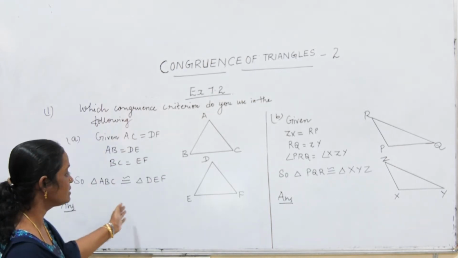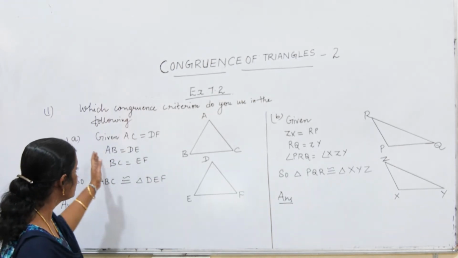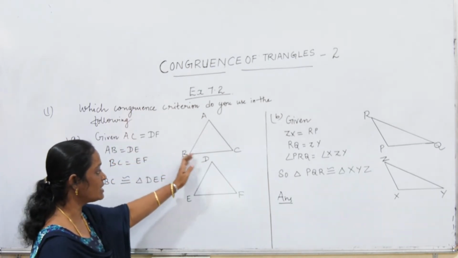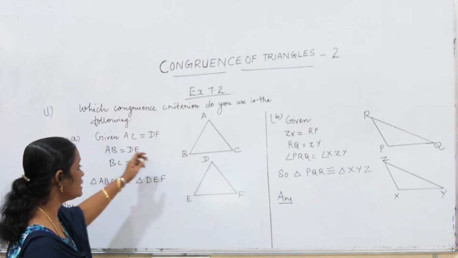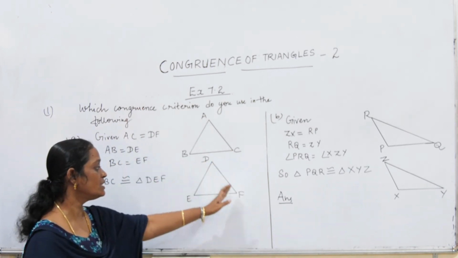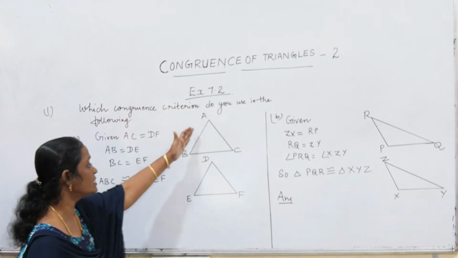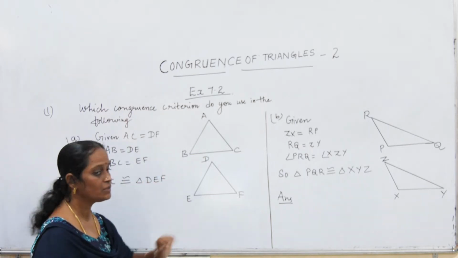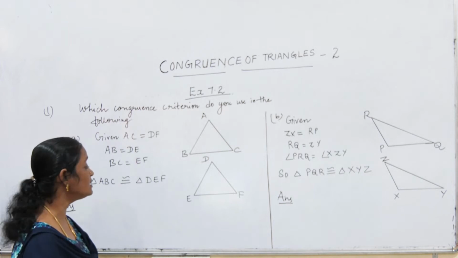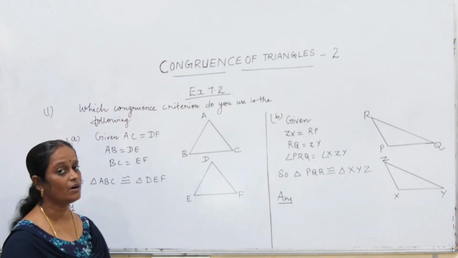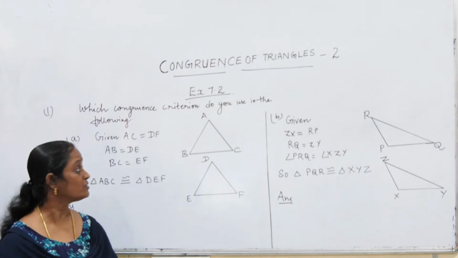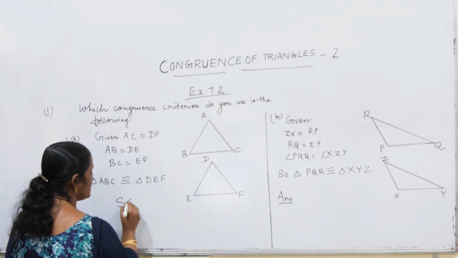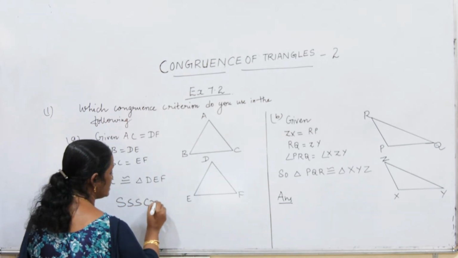Here the first question is, two triangles are given and some measurements are given here, they are equal, that is AC is equal to DF. These two triangles are given, ABC and DEF. Now here this side AC is equal to DF of this triangle. Next AB is equal to this side DE of this triangle. BC is equal to EF. So here what you see, students, all the three sides of one triangle are equal to all the three sides of another triangle. So which criteria? Here we will use the triple S criteria, that is side, side, side criteria.